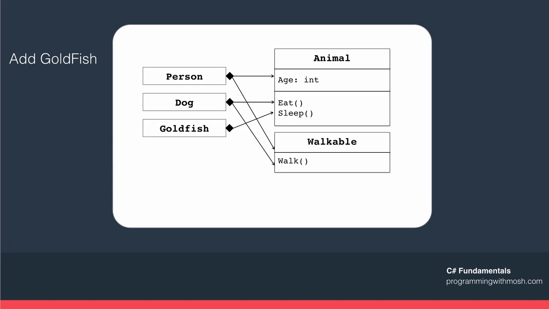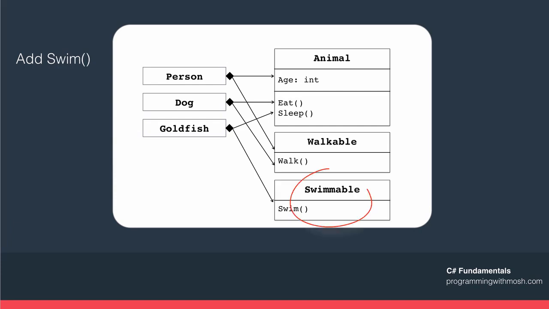Now let's say we would like to give our goldfish the ability to swim. So we can create a new class called swimmable, which has a method called swim. And then we create a composition association between goldfish and swimmable. Again, none of the classes in the system have been modified.